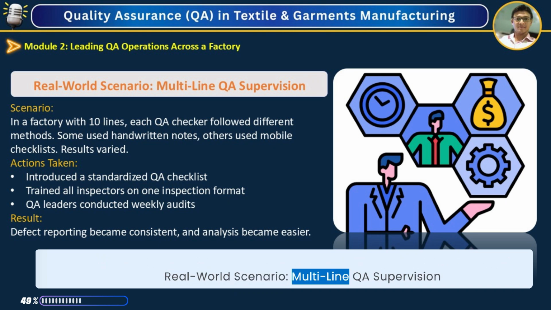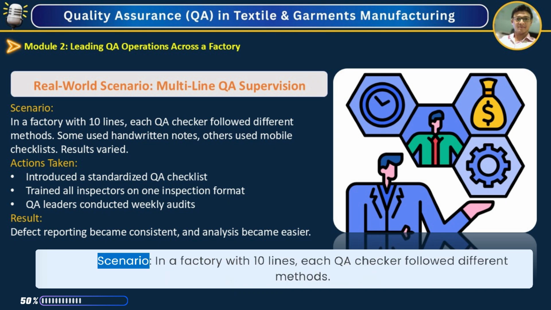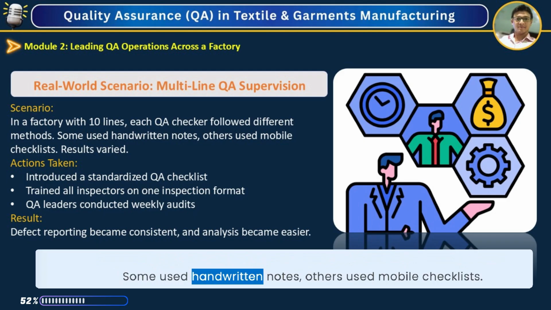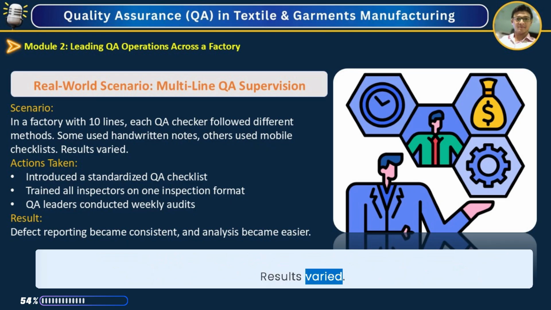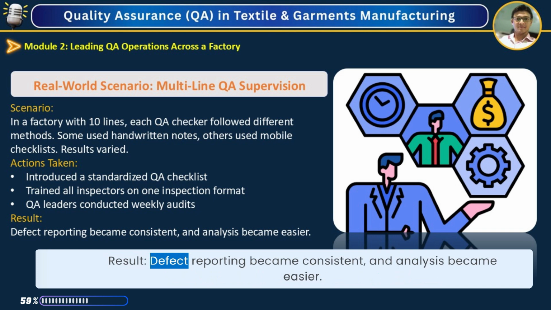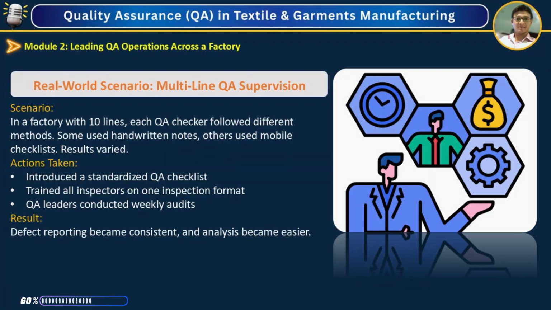Real-world scenario, multi-line QA supervision. Scenario: in a factory with 10 lines, each QA checker followed different methods. Some used handwritten notes, others used mobile checklists. Results varied. Actions taken: introduced a standardized QA checklist. Trained all inspectors on one inspection format. QA leaders conducted weekly audits. Result: defect reporting became consistent, and analysis became easier.